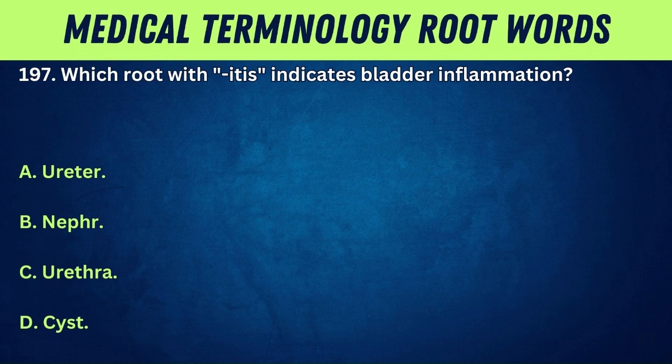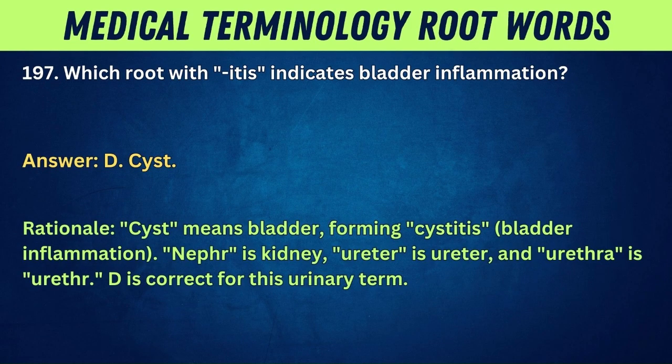197. Which root with itis indicates bladder inflammation? A. Ureter. B. Nephro. C. Urethra. D. Cyst. Answer: D. Cyst. Rationale: cyst means bladder, forming cystitis, bladder inflammation. Nephro is kidney, ureter is ureter, and urethra is urethra. D is correct for this urinary term.